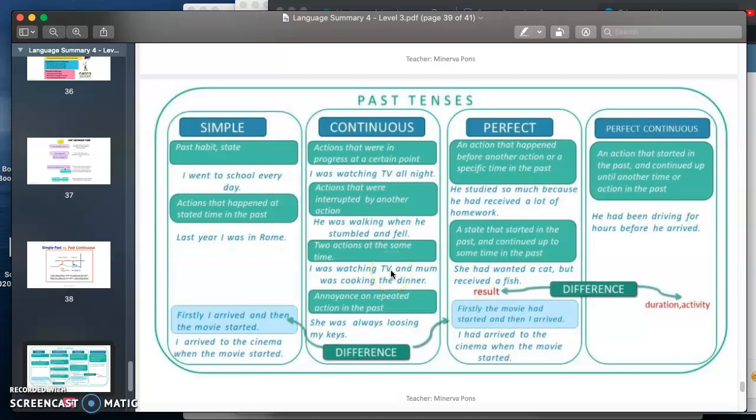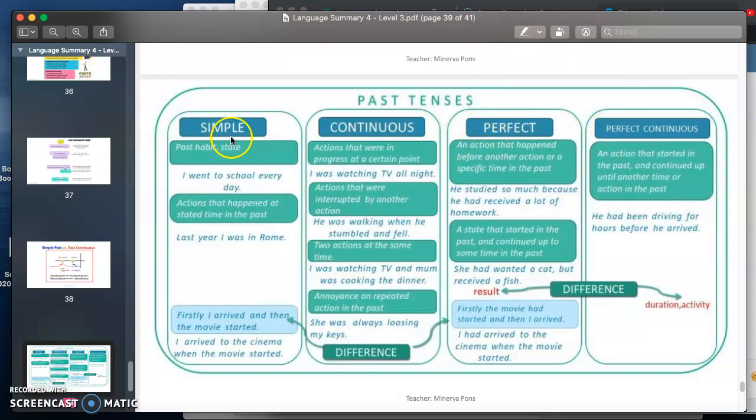Okay, guys. So for each tense in English, each tense has 4 different variants. Let's say we have the past, we have the present, and we have the future. For each one of these 3, we have, for example, simple past, past continuous, past perfect, and past perfect continuous. We have simple present, present continuous, present perfect, and present perfect continuous. And also we have future, future continuous, future perfect, and future perfect continuous.